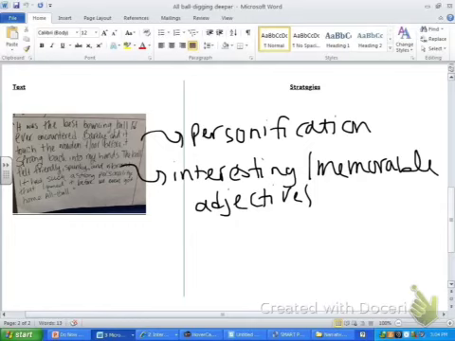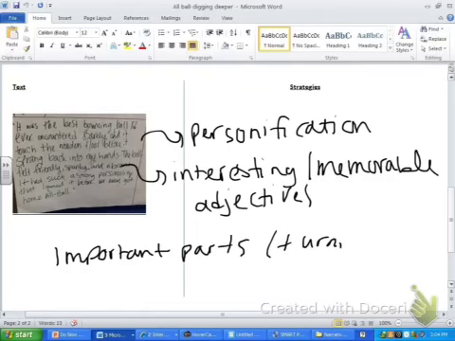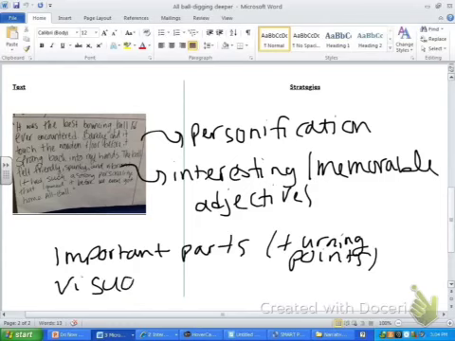So what I want you to do is go back to your narrative and see if there are parts in your story that are particularly important. Okay? So those really turning point events in your story that you might want to spend a little more time explaining. Okay? Or things that you really want the reader to visualize that will really contribute to your overall meaning of your story. And use some of those strategies that we just talked about.